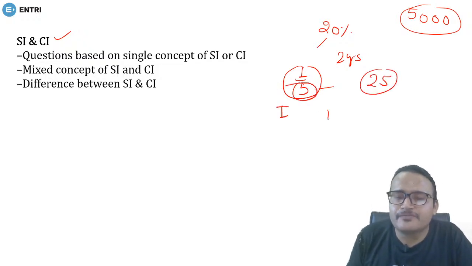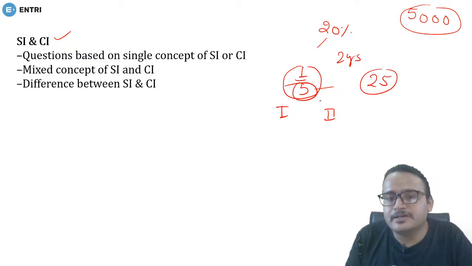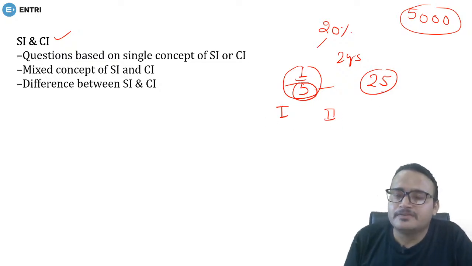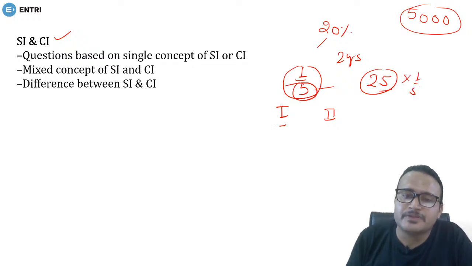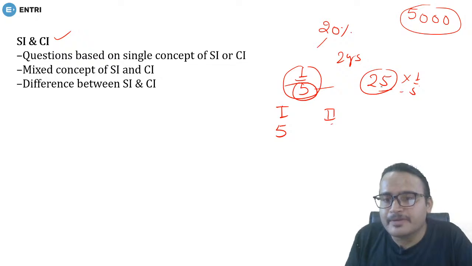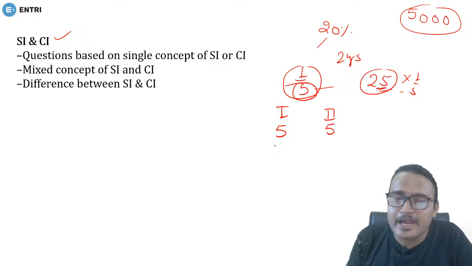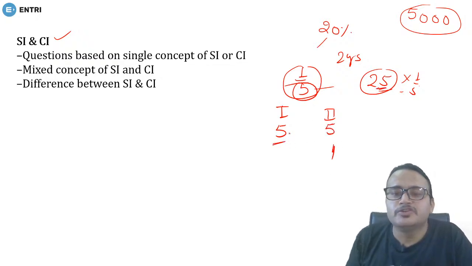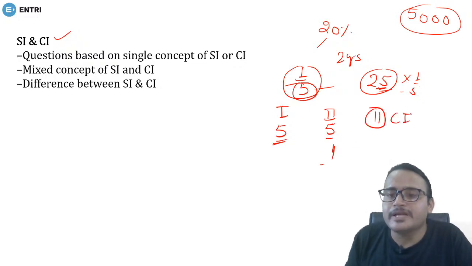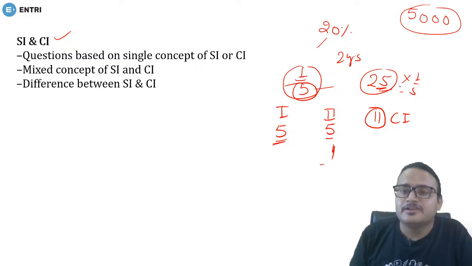Okay, for the first year, for the second year. So for the first year we have the interest as 25 multiplied by 1 by 5, 1 by 5 of this value, that means 5. And again for the second year, 1 by 5 of this value, that means 5, and 1 by 5 of this value, that means 1. So 5 plus 5 is 10, plus 1 makes 11, which will be the compound interest, whereas your principal is what?